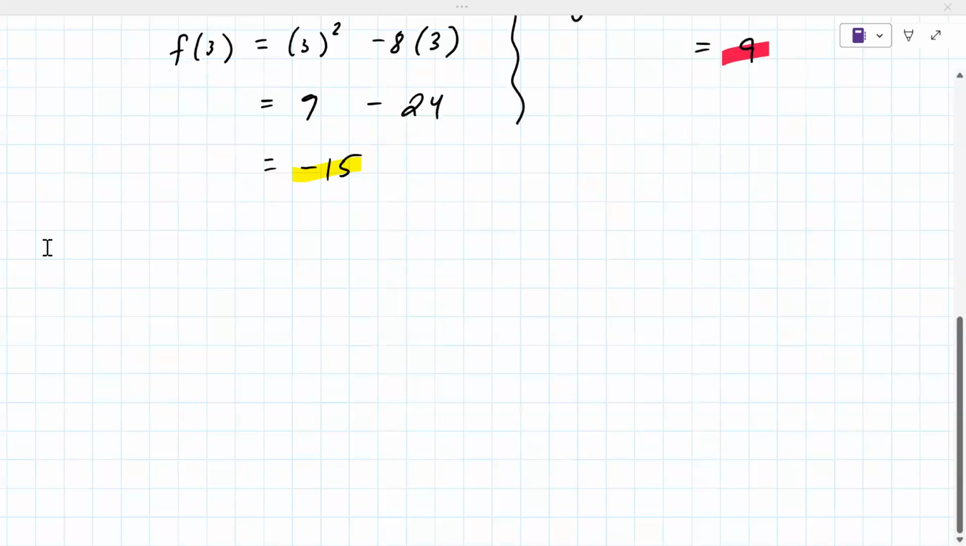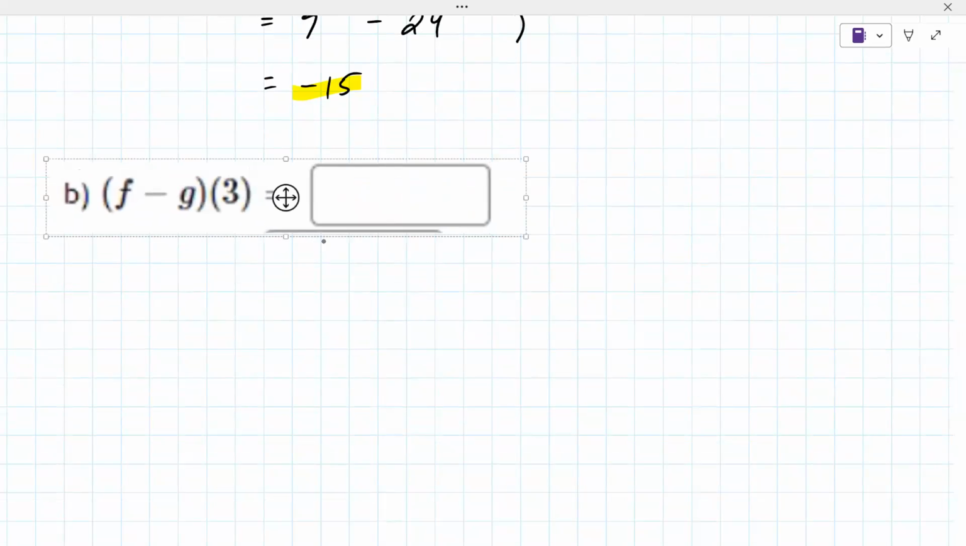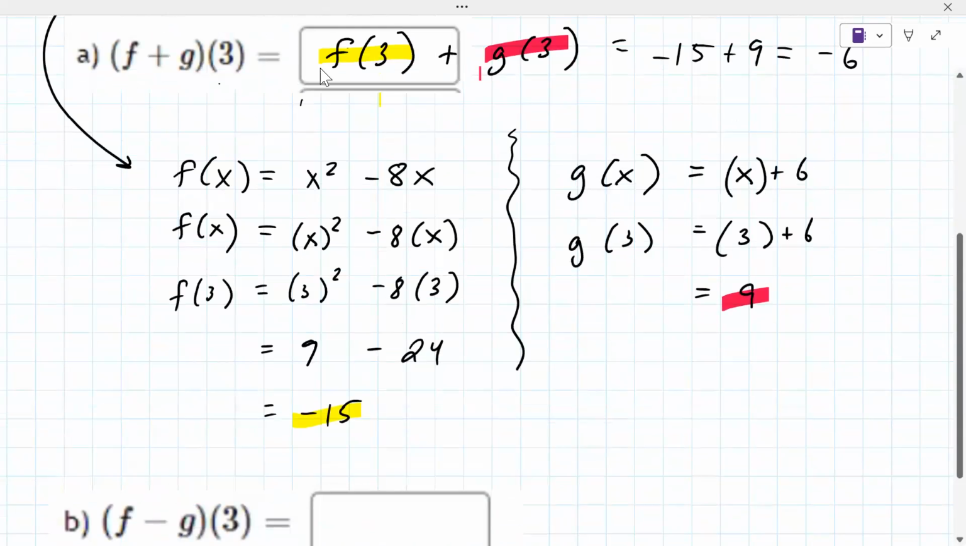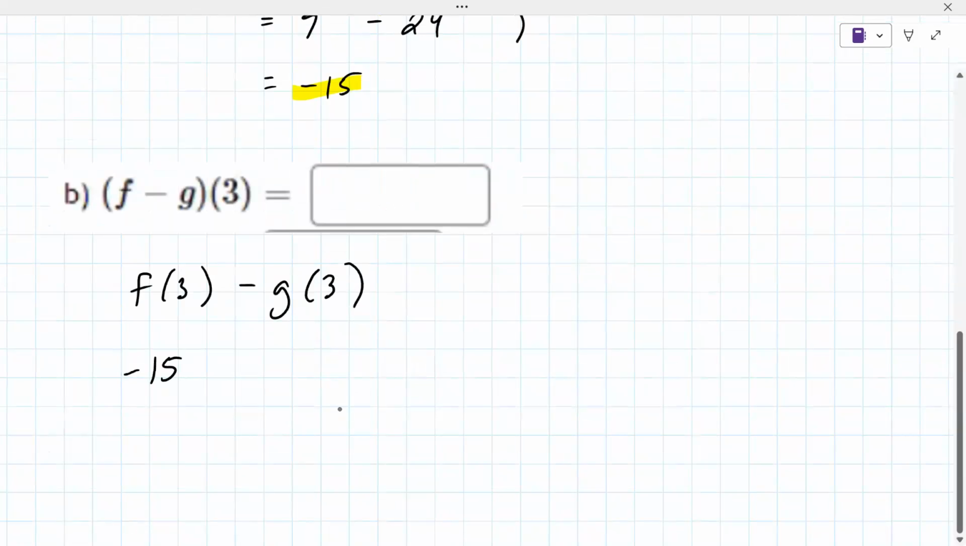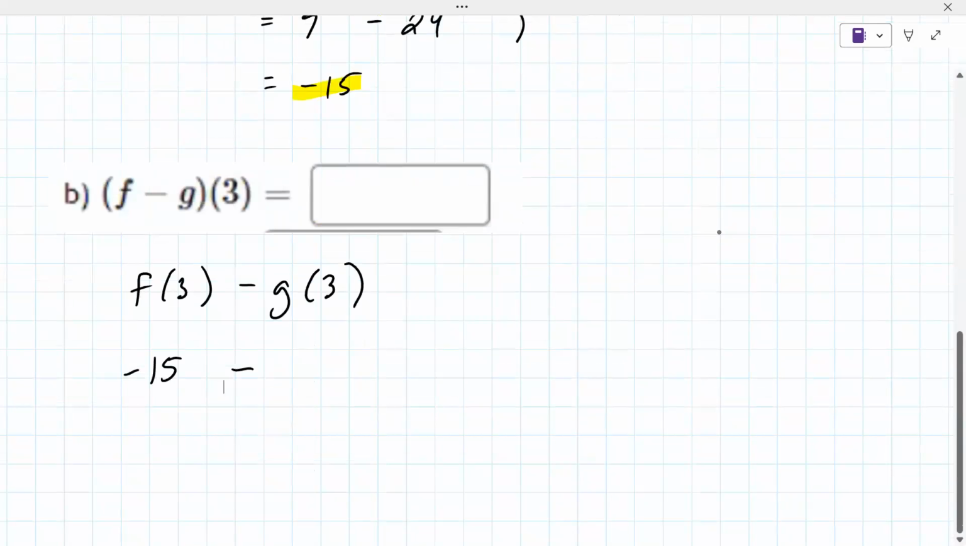All right, so part B is really similar here. This ends up being f of 3 minus g of 3. We already have f of 3. We already calculated that from the previous problem. f of 3 is minus 15. Maybe on a test you would want to show something different here, but because it's an assignment we can just go back and grab the numbers. g of 3 is 9. So we just go and grab them. Minus 15 minus 9 is minus 24.